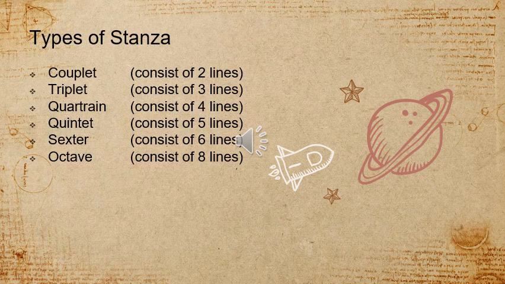Quatrain consists of 4 lines, 4 baris. Quintet consists of 5 lines, 5 baris. Sestet consists of 6 lines, 6 baris. Octave consists of 8 lines, 8 baris.